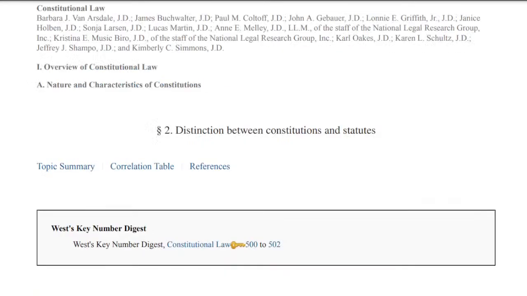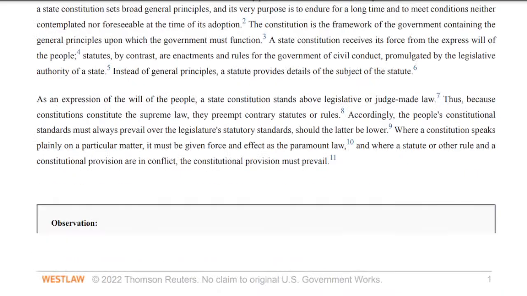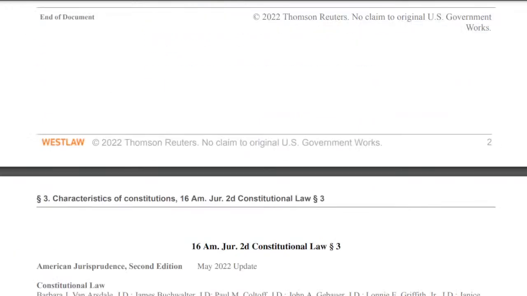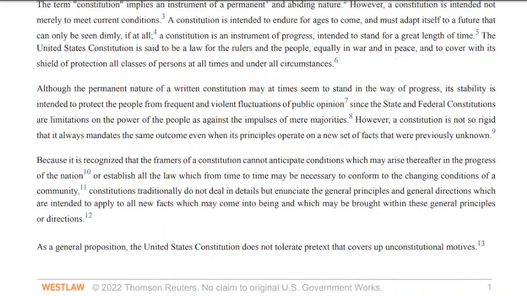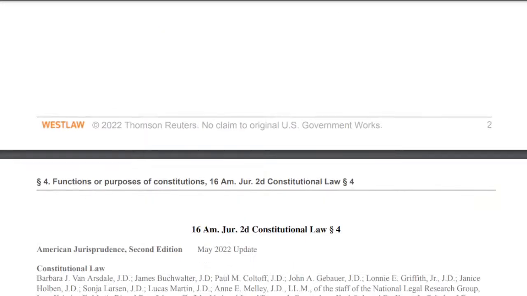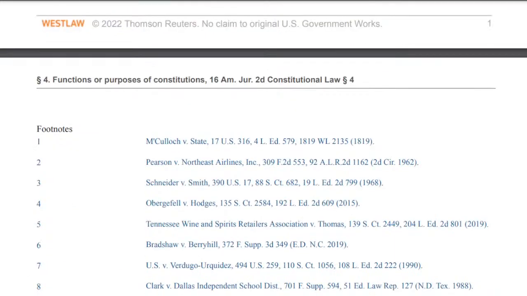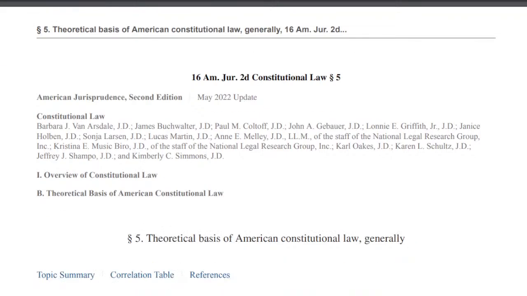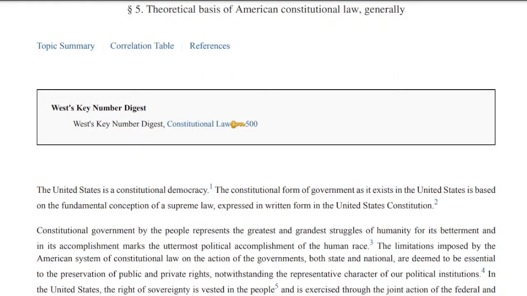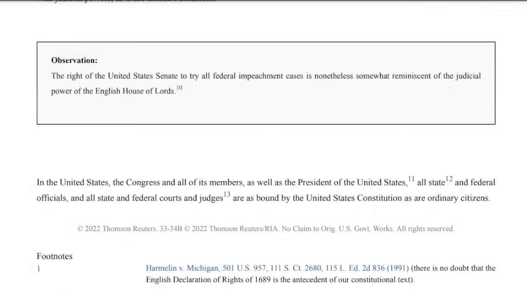Okay, so previously we had gone over the summary and we went through the distinctions between constitutions and statutes. We went through the characteristics of constitutions, the functions and the purposes of the Constitution. We did go through the theoretical basis of the American Constitution. We also covered these in the previous live streams that are on the playlist.